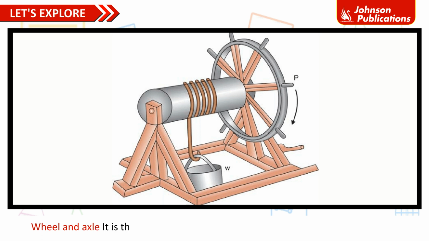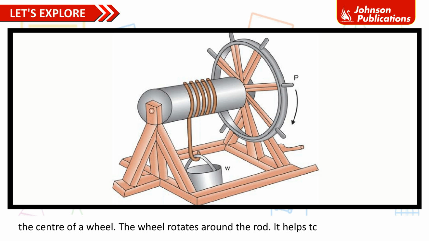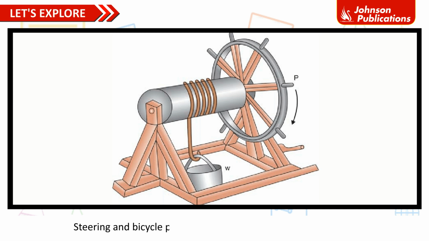Wheel and axle. It is the arrangement of a wheel and a rod. A rod passes through the center of a wheel. The wheel rotates around the rod. It helps to move heavy objects. Steering and bicycle pedals are examples of wheel and axle.